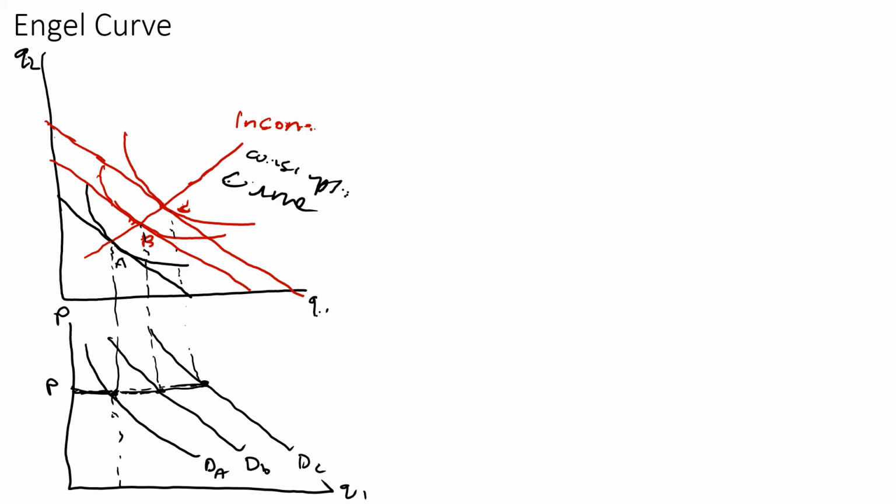So how does this translate into an Engel curve? Engel curve is the relationship between income and quantities. So we can also graph that. We could draw that below this, the second graph, but since the lack of space, let's draw it here. We have income Y and quantity Q1.